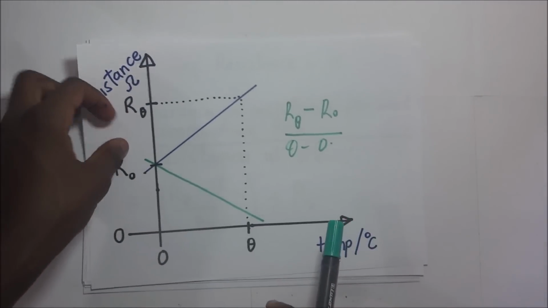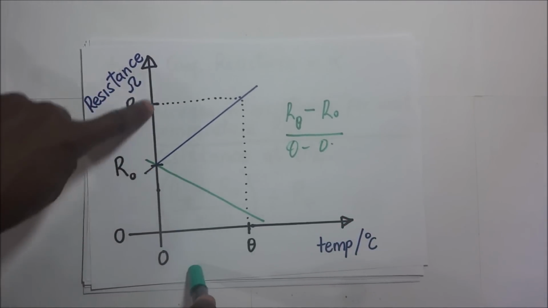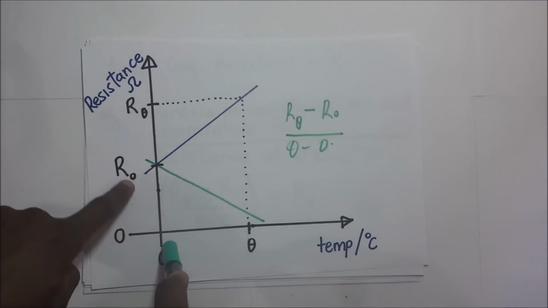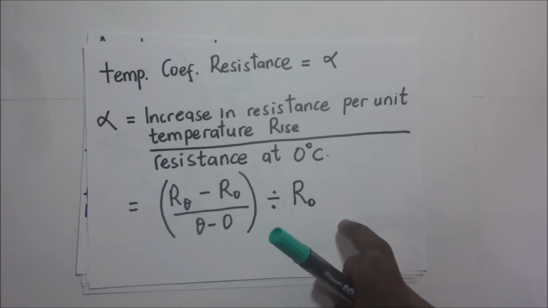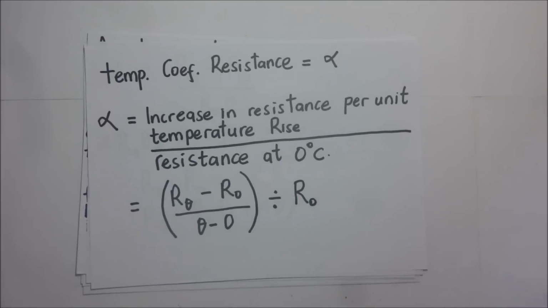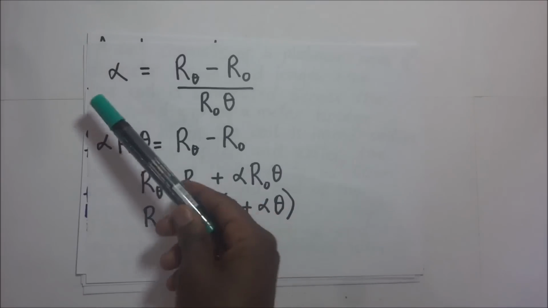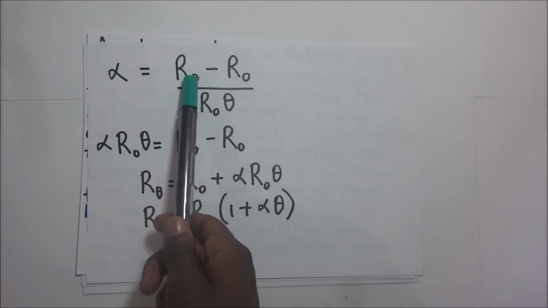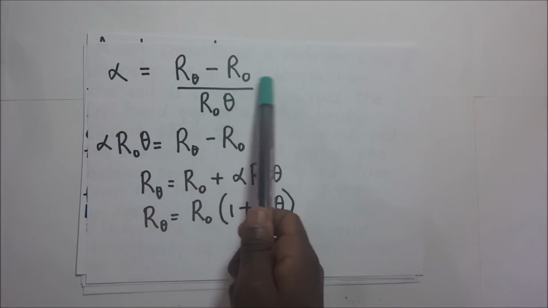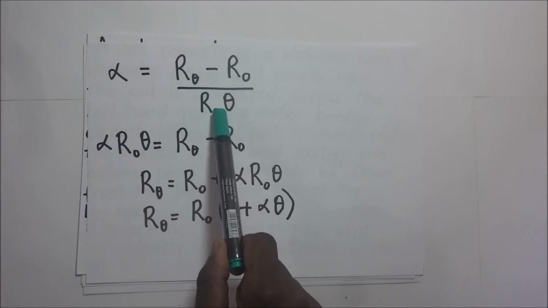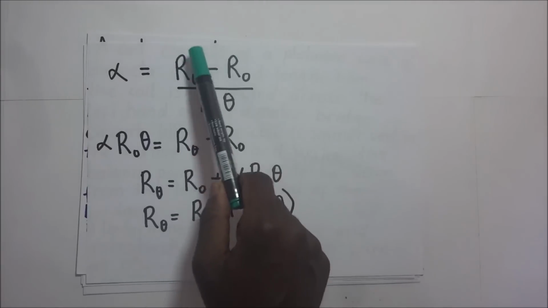The resistance at 0 degrees Celsius is the resistance when the temperature is 0. It is right here, denoted by R naught. So from here we go on with the arithmetic. It becomes alpha equals R theta minus R naught, divided by, when we divide by the resistance at 0 degrees Celsius, this is the expression we came up with.